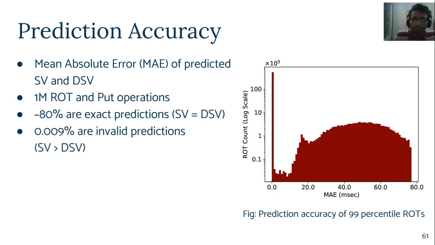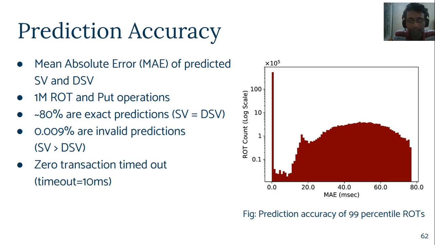And of the predictions which were wrong, 0.009% were invalid, which was the case when SV was greater than DSV. Remember, I told that if SV is greater than DSV, the partition waits for a user-defined timeout period until it sends a retry request. For a user-defined period of time of 10 milliseconds, we observed that there were no transactions which actually timed out. So there was no retry at all.